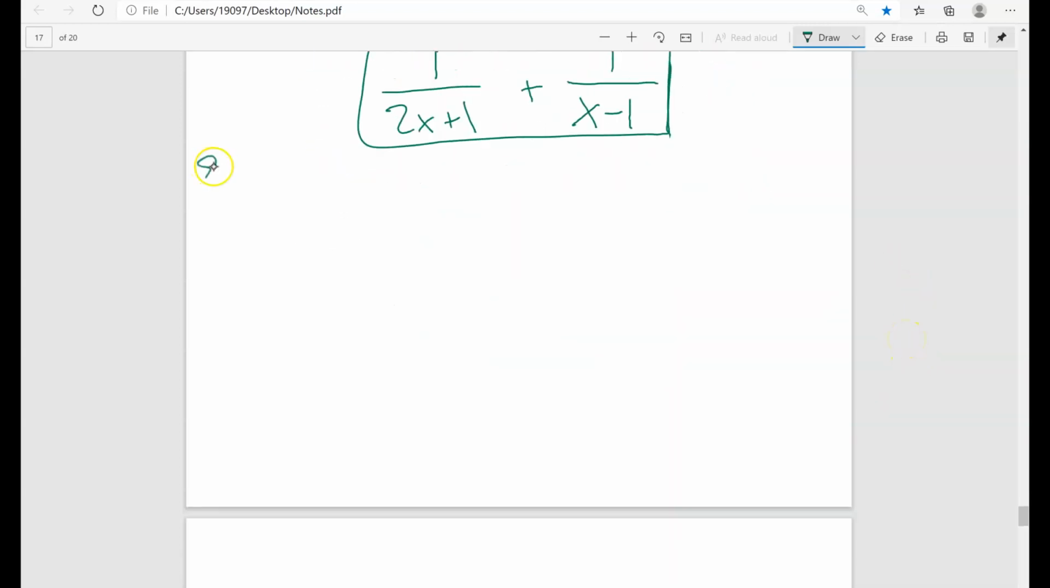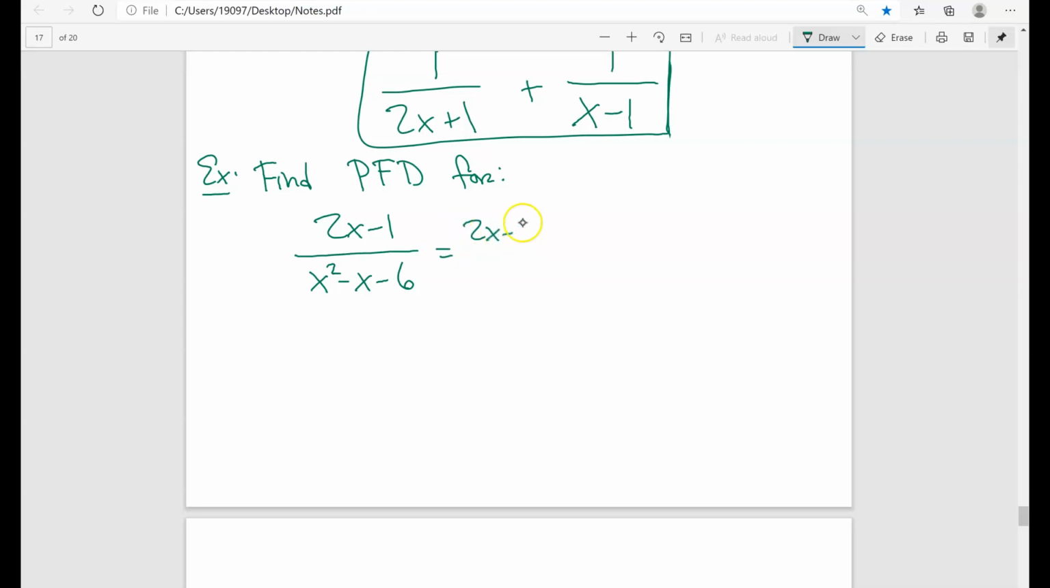So let's say you want to find the partial fraction decomposition for the following: 2x minus 1 over x squared minus x minus 6. Okay, that's what you want to do. You can pause the video if you want, or you can just work with me right now. So let's first start by factoring it.